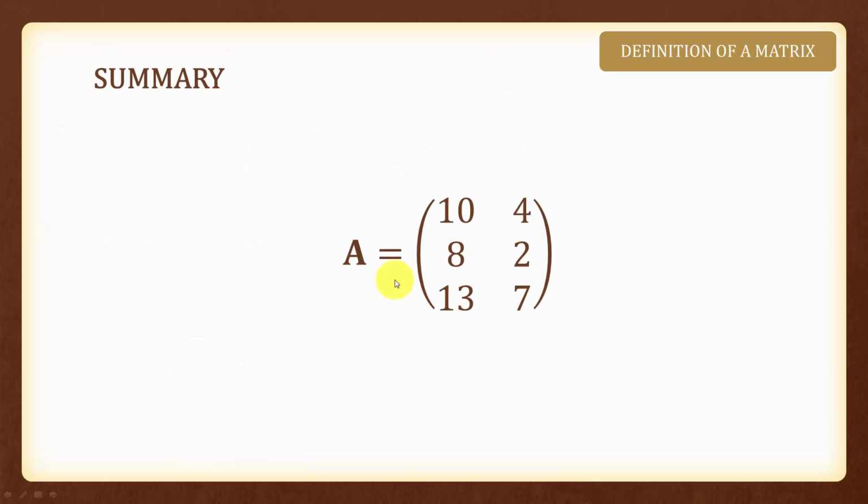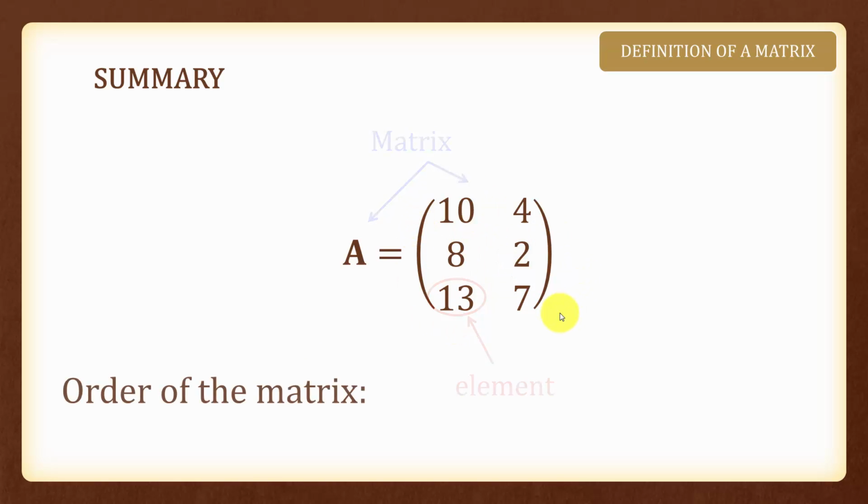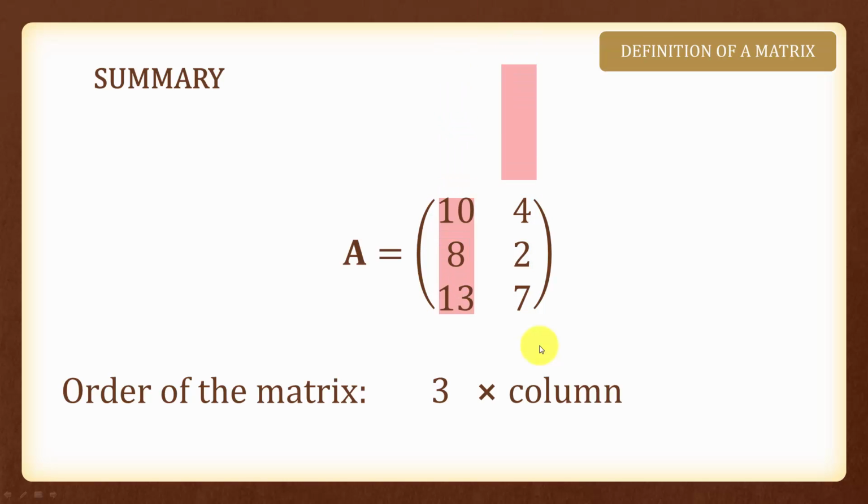In summary, a matrix is a form of data representation. It can be represented by a capital letter of the alphabet, and the elements here are written within two brackets. The order of the matrix is always written as row by column. And hence here we have 3 rows and 2 columns, and the order of matrix A is 3 by 2. And that's the end of this topic.